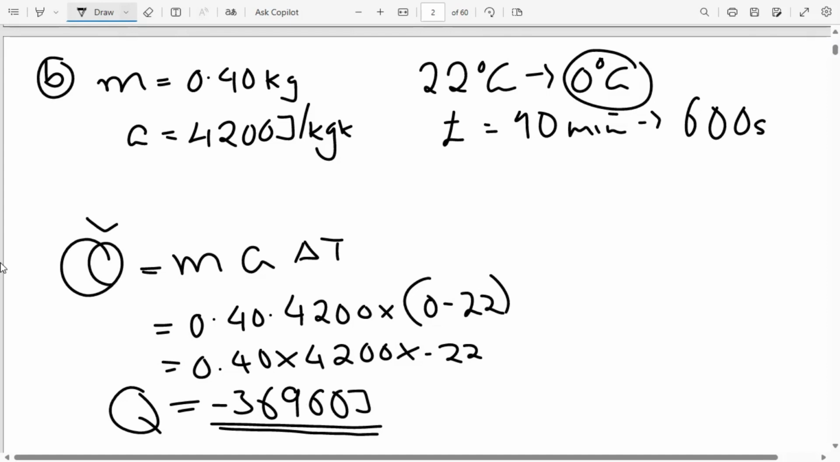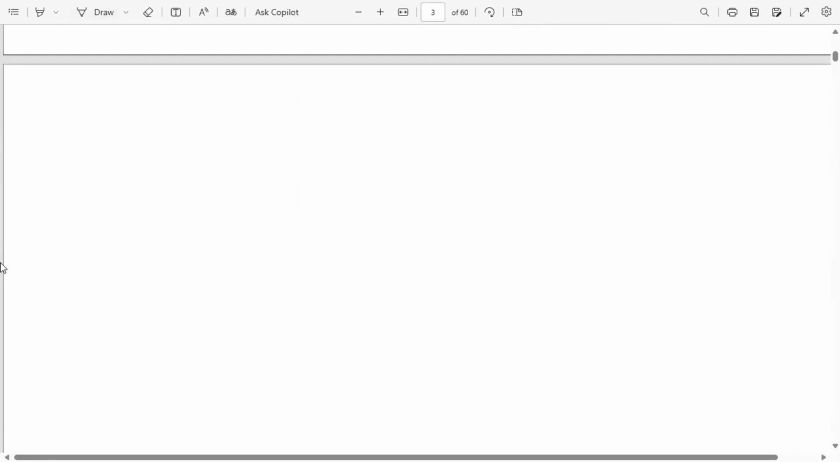So that is part 1. And part 2 is asking us for the average rate at which the water is losing energy. This one is also a very simple question. We've already converted our time into seconds, and we found the time taken for this change in temperature to take place is 600 seconds.